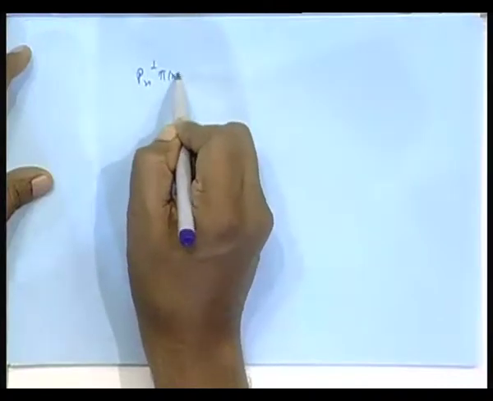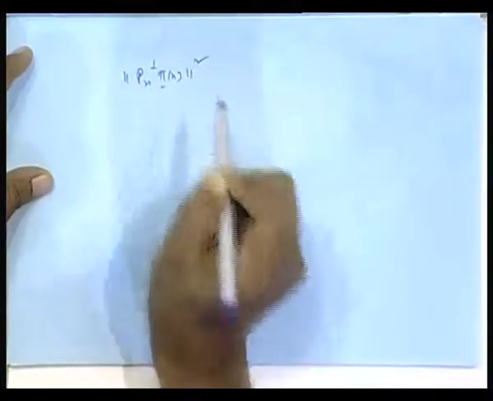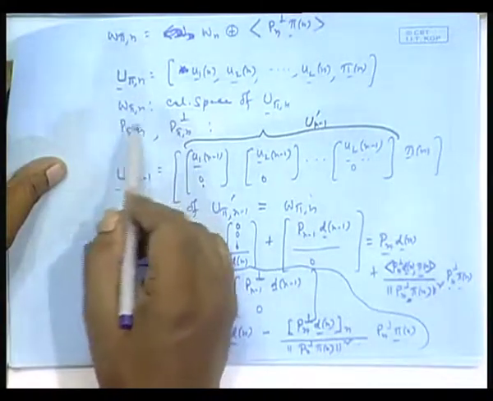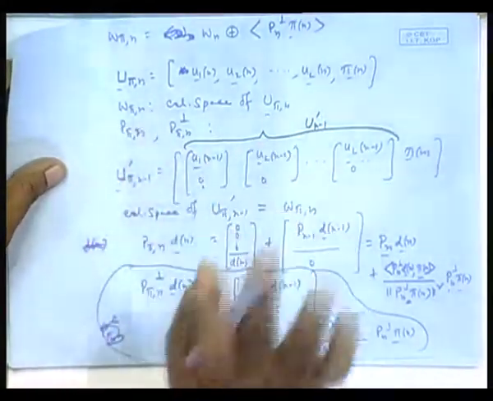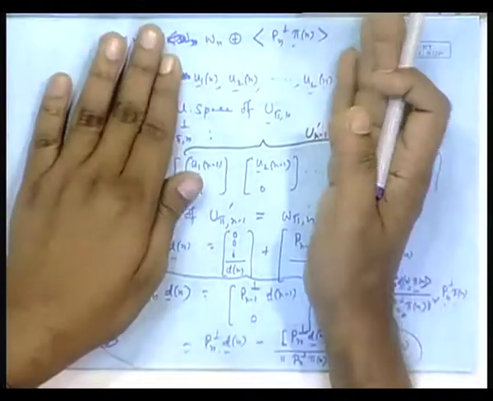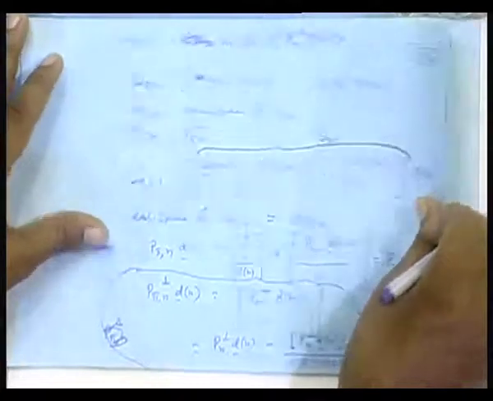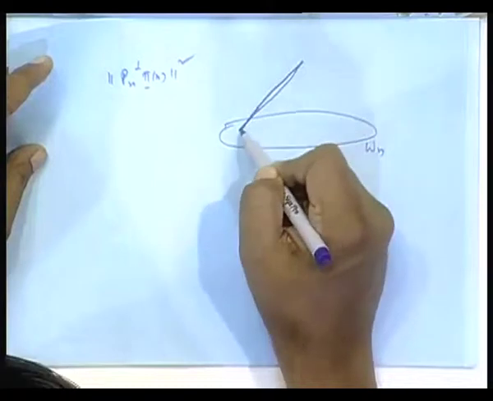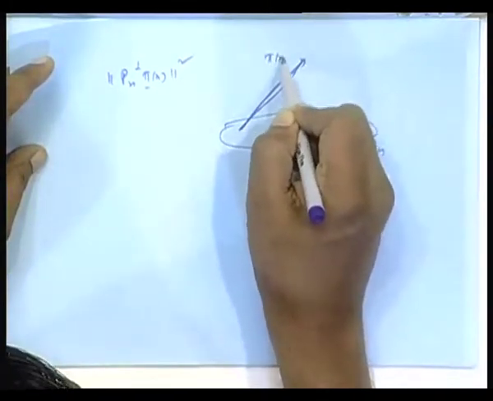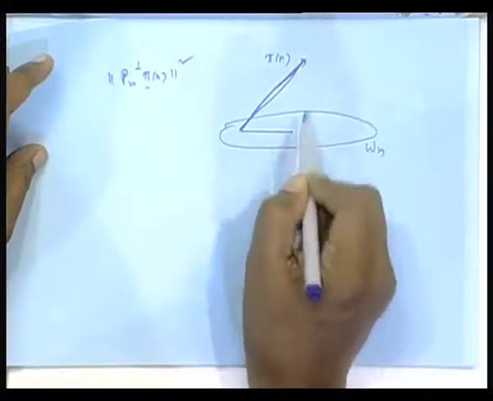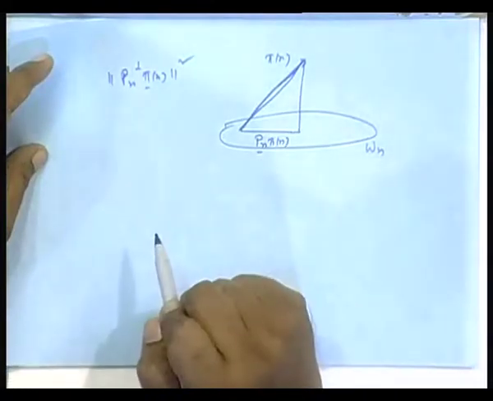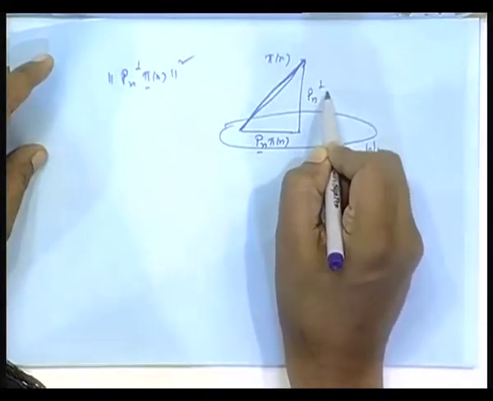Pn perpendicular pi n square. If you take this to be the space W pi n, or not W pi n, just Wn, the space spanned by these guys, Wn. Suppose this is Wn, and here is your pi n. So, this is your projection Pn pi n, and this is Pn perpendicular pi n.